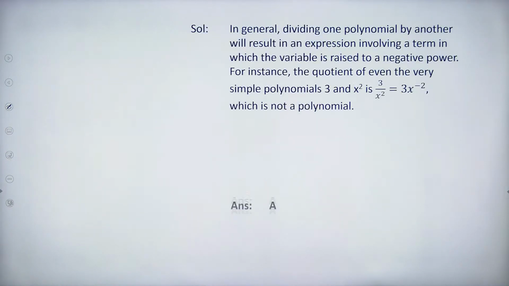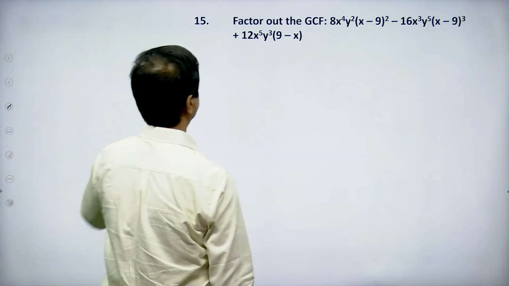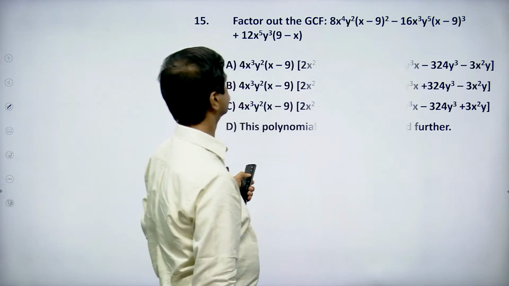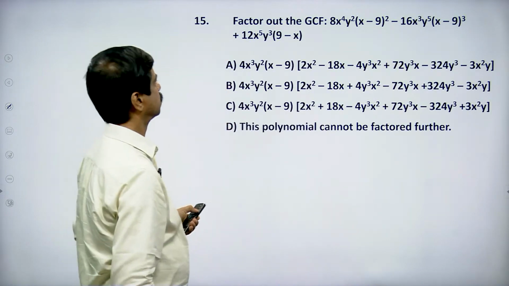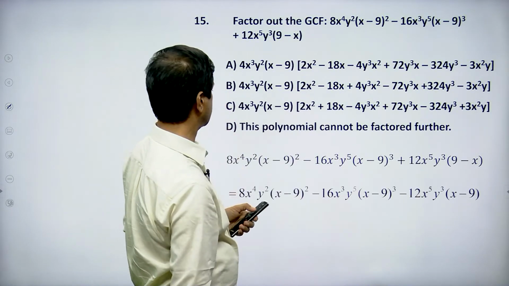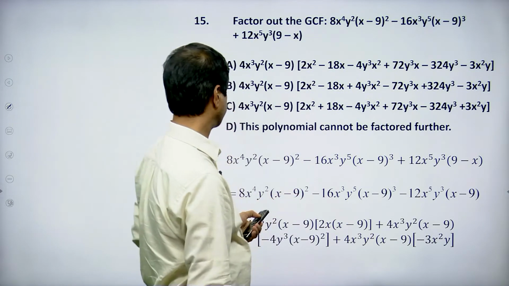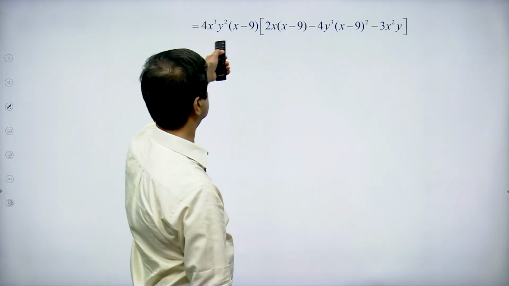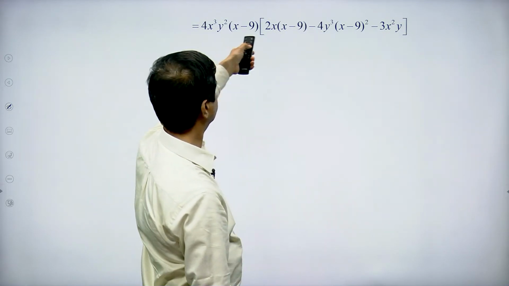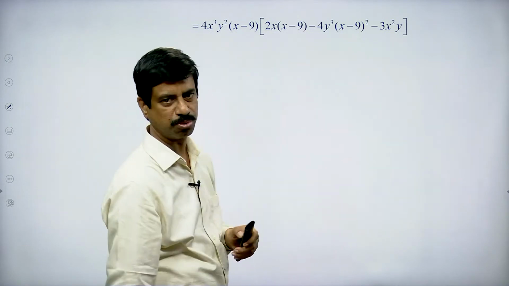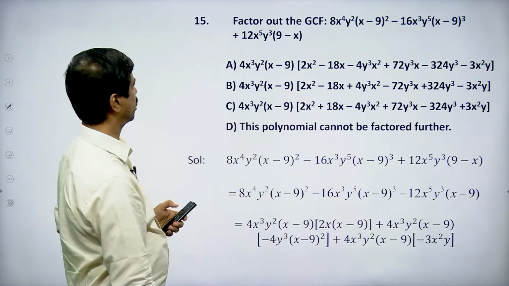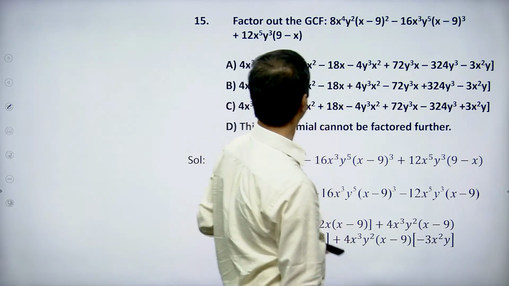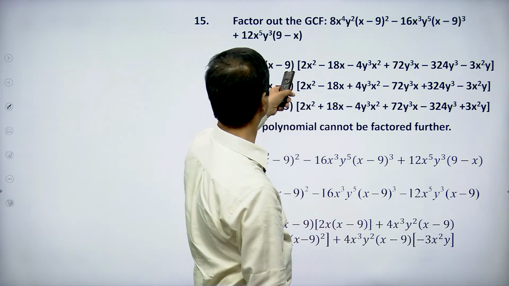So, let us go to the next question, children. Factor out the GCF of this. Is there anything that you can take common in all the three? Can you take anything common, children? Yes, this is the common you can take from every term: 4x cube y square. 4x cube y square you can take common into x minus 9.